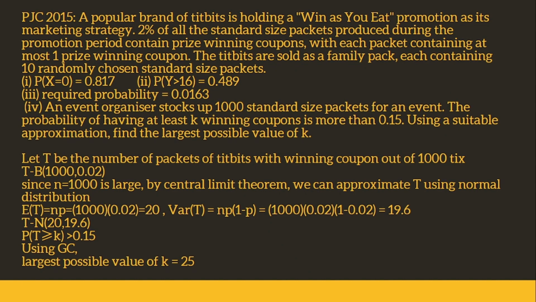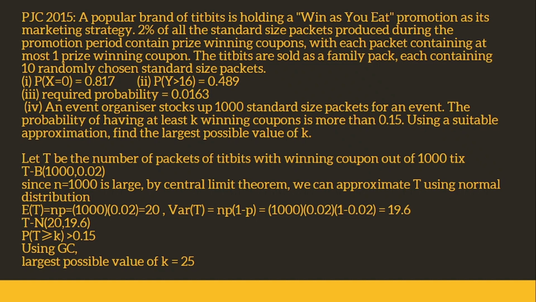Then for the last part, part 4, an event organizer stocks 1,000 standard size packets per event. The probability of having at least K winning coupons is more than 0.15. Using a suitable approximation, find the largest possible value of K. So in this case, this is where our normal distribution comes into play. Because whenever your n is large, you can use the central limit theorem.